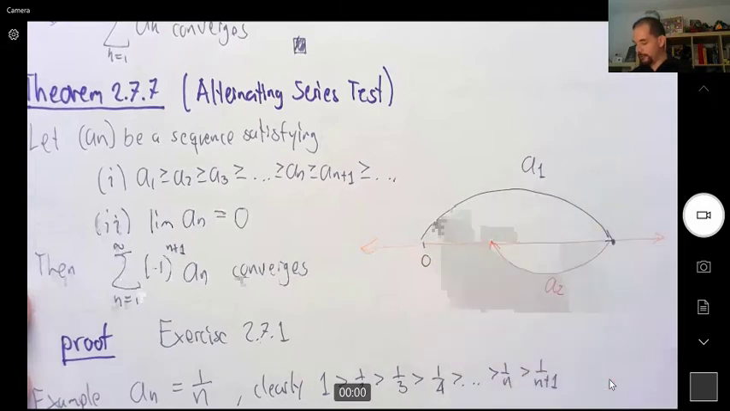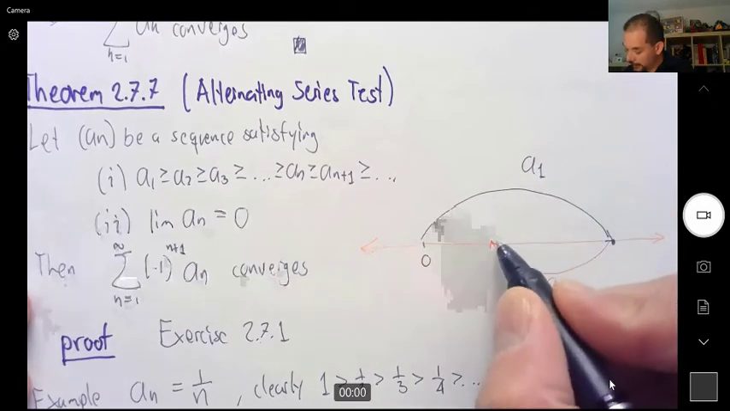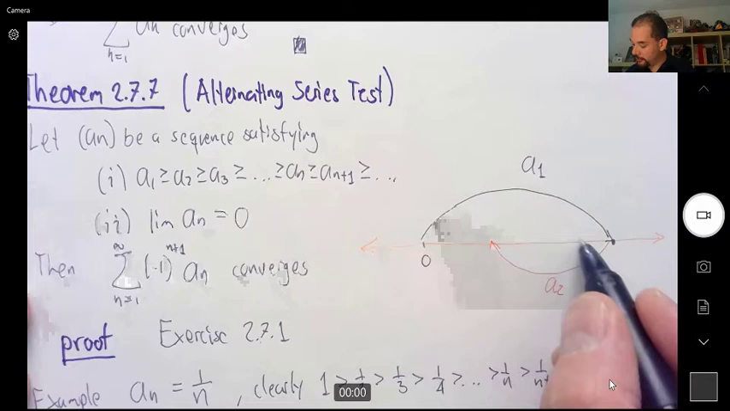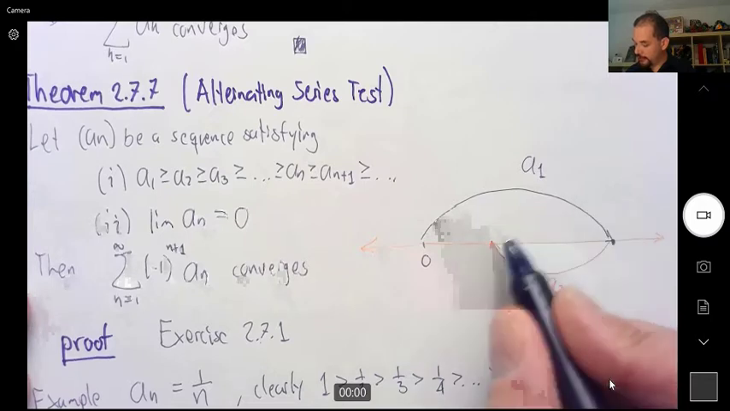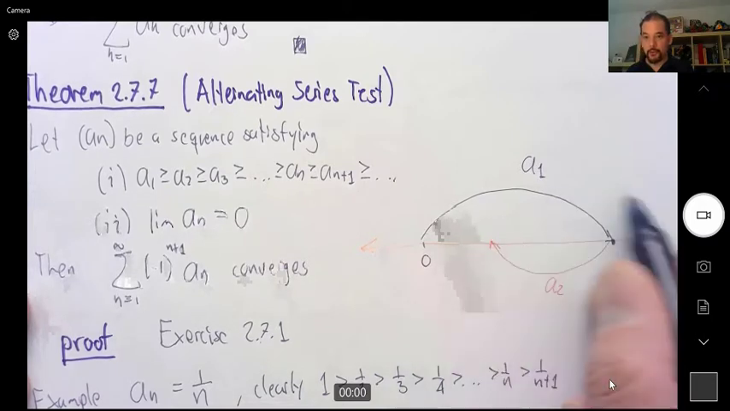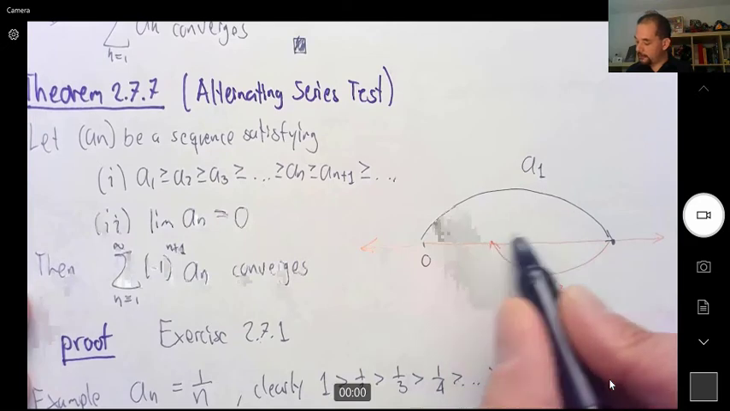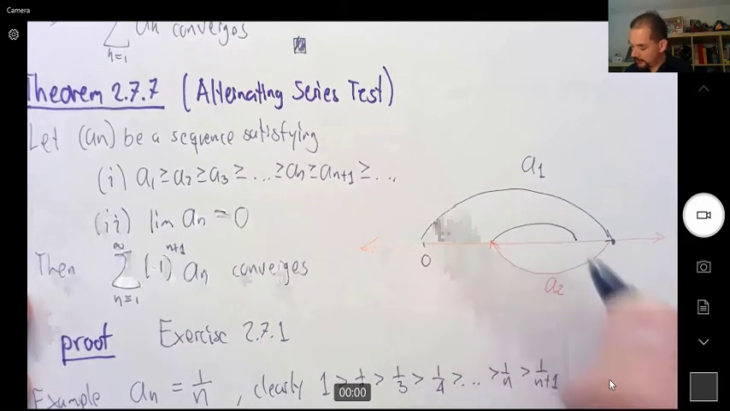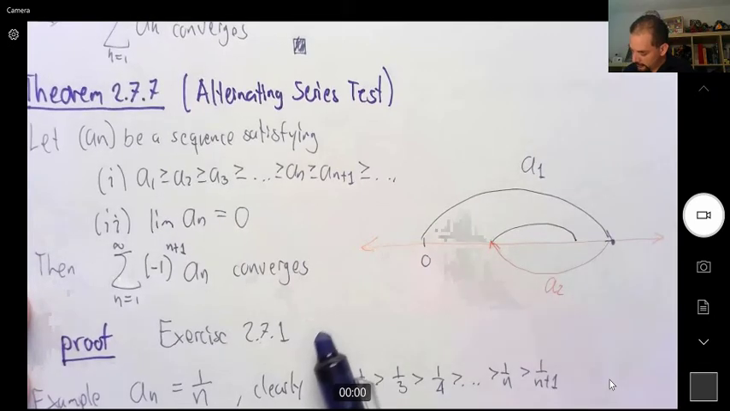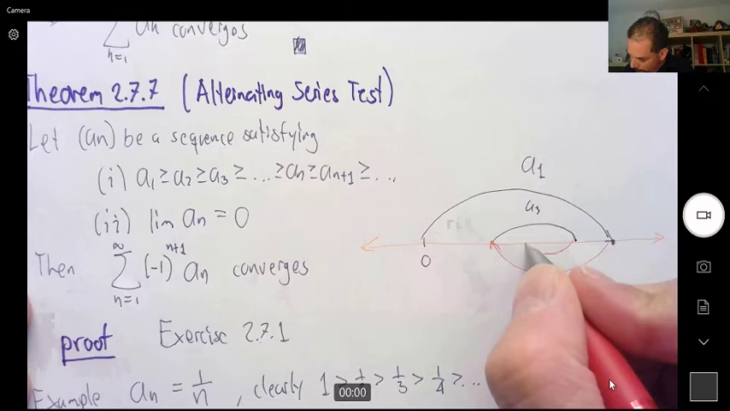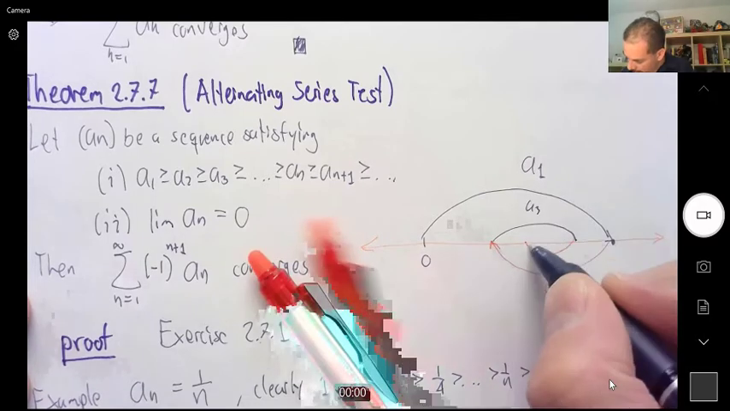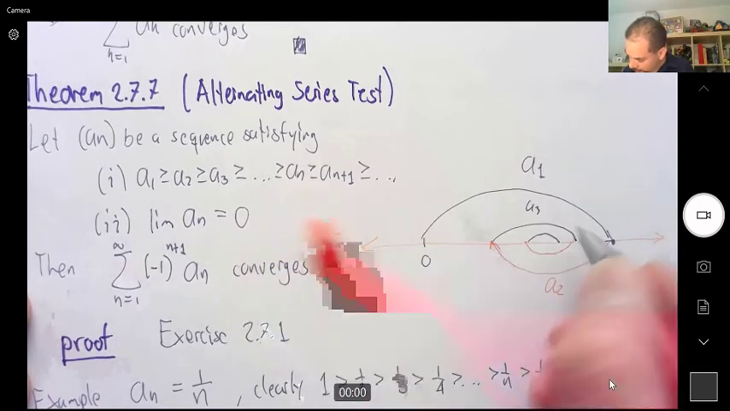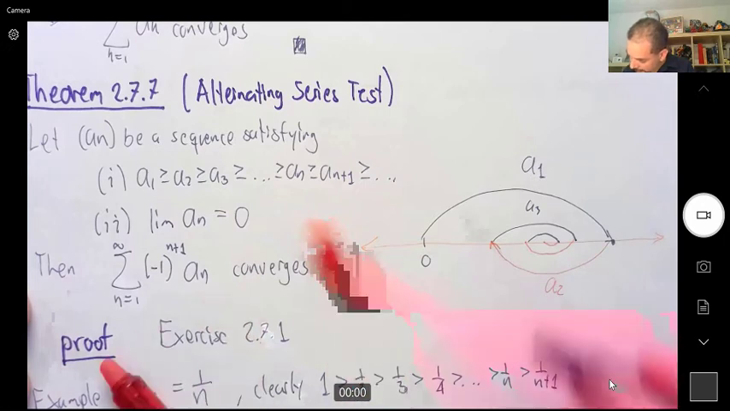Then you go again positive A3, and A3 is smaller than A2. So you're not going to cross like this. That would be wrong, because that would be too big. The next one is smaller than A2, so it's going to go like this. And then after that, so that's A3. And then after that, you go back smaller, and then you go forward even smaller, and then you go back smaller. And doesn't this suggest to you that this should be convergent?